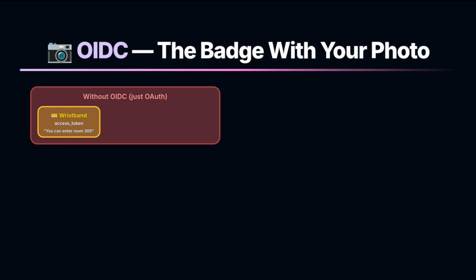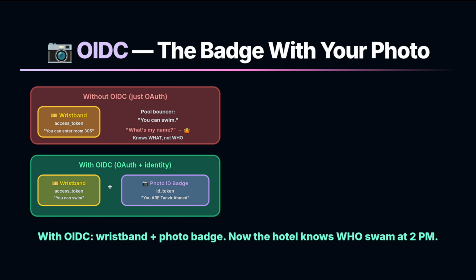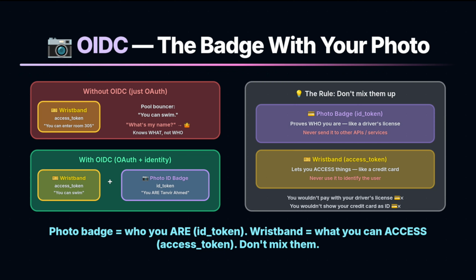Now, OIDC. Why does it matter? OAuth has a gap. OAuth 2.0 gives you a hotel key card, so you can enter room 305. Think of it like a hotel with a pool. When you enter, you get a wristband. It lets you access places, but no one knows who you are. It only proves you have a permission, not your identity. Now imagine you got a photo ID badge. It has your name, face, email, so staff can say, oh, this is Tanvir.